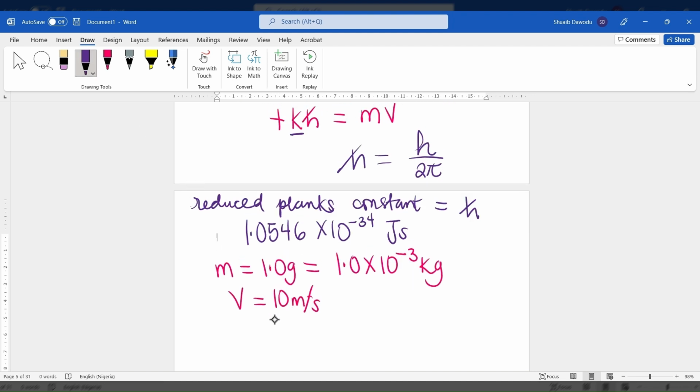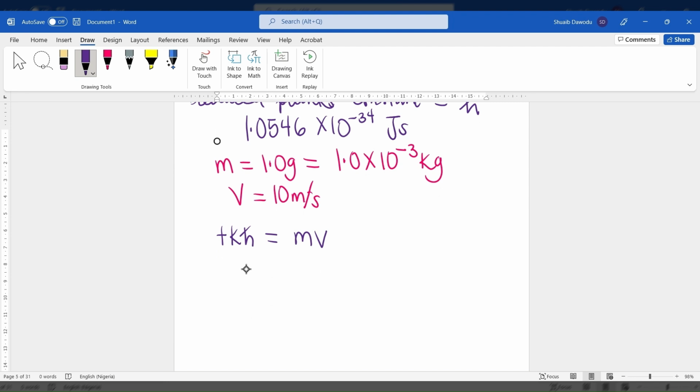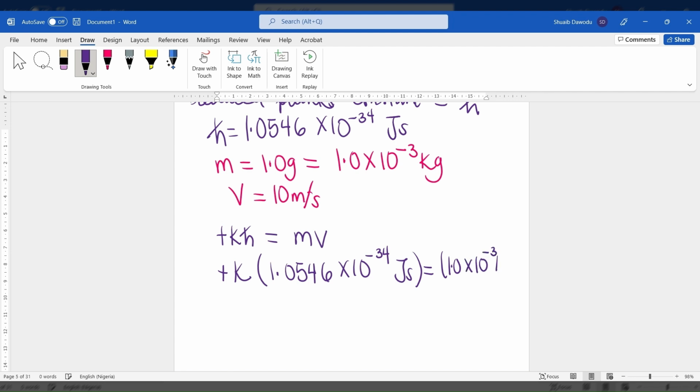So the formula, k h slash is equal to mv, and we can simply substitute. So we have k multiplied by the h slash value, 1.0546 times 10 raised to the power of negative 34 joule seconds, is equal to mass, which is 1.0 times 10 raised to the power of negative 3 kilograms, multiplied by velocity, which is 10 meters per second.